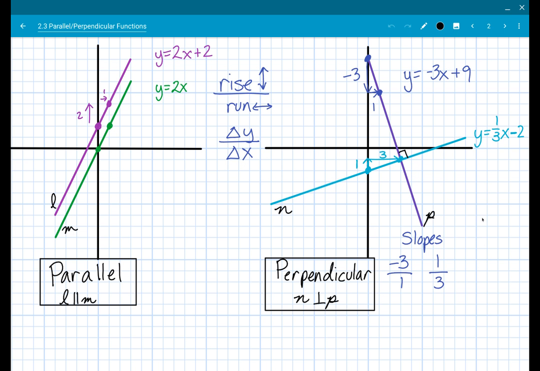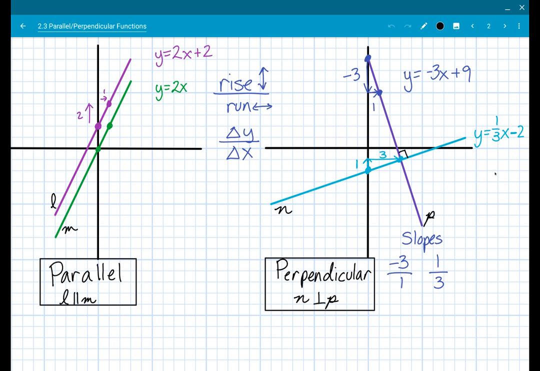Perpendicular lines have slopes that are related, but are exact opposites of each other. So they're opposites because they are opposite signs. So one has to be negative and one has to be positive. In addition, they are also the reciprocal of one another. So 3 over 1, the reciprocal is just upside down, 1 over 3. So two properties there. The slopes are reciprocals, and the slopes have opposite signs.